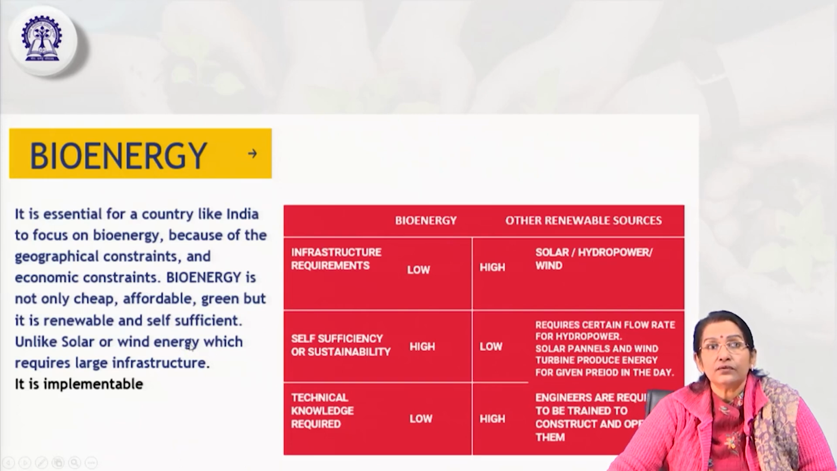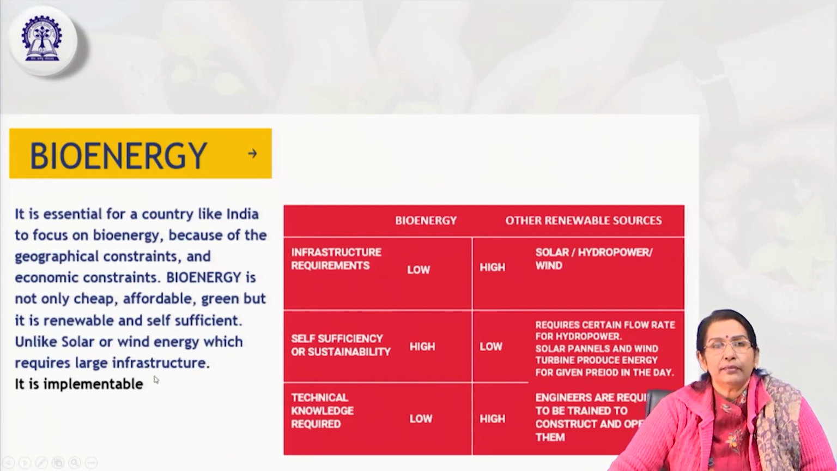Unlike solar and wind energy, which require large infrastructure, the bioenergy sector is implementable on a small scale, starting from the rural household. For bioenergy, the infrastructure requirements are very low, self-sufficiency and sustainability are very high, and the technical knowledge required is very low. With low technical knowledge we can start this business. Whereas with other renewable sources like solar, hydropower or wind, the infrastructure cost is high, and self-sustainability is low, in the sense that they require a certain flow rate of hydropower, solar panels, and wind turbines to produce energy.